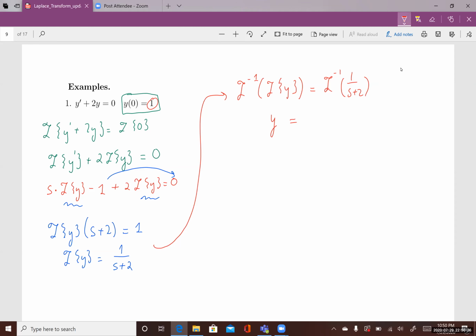Take an inverse. In this case, as we know, 1 over s plus 2 is a form of e to the alpha t, where alpha equals -2. So that means y equals e to the -2t should be your solution. Recognize the form: this is e to the alpha t, and you have 2 here. That means alpha equals -2. So e to the -2t should be your solution. As you can see, using the Laplace transform, you can find the solution to this IVP. You don't have to solve for constants because you already found it.